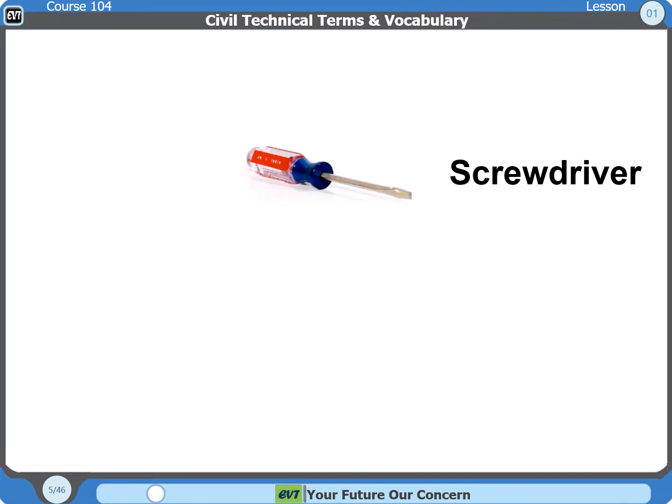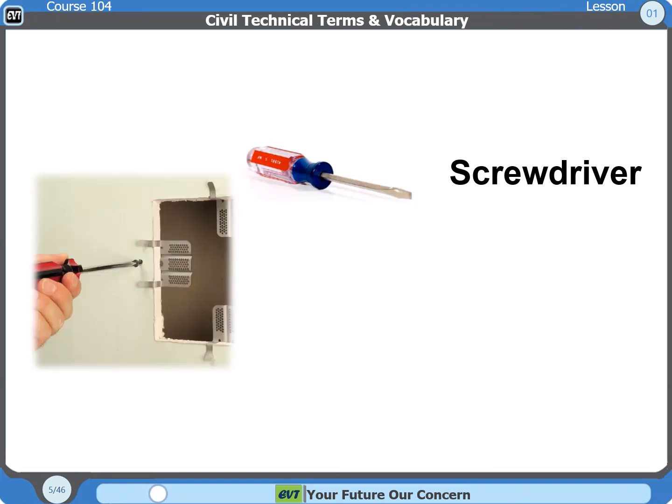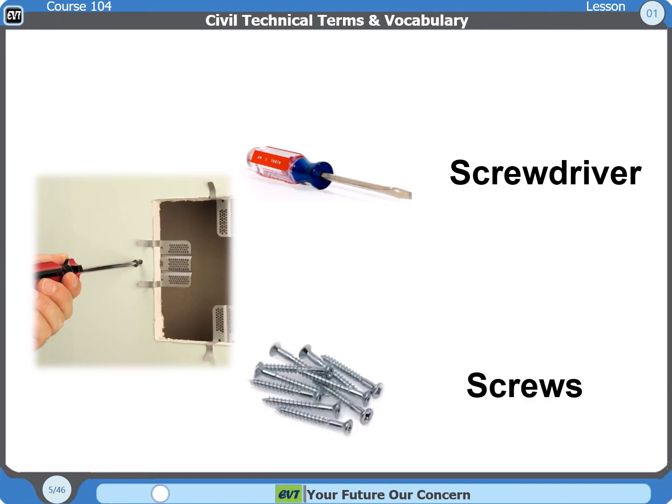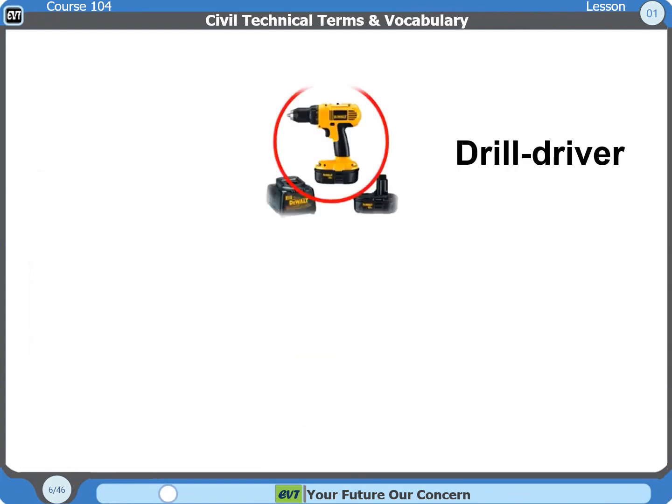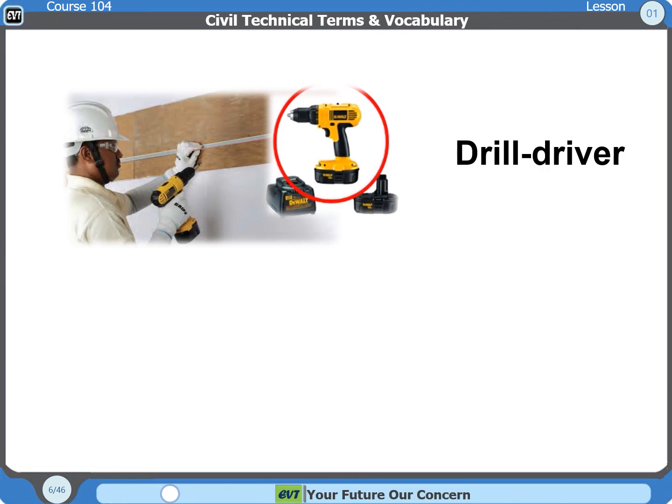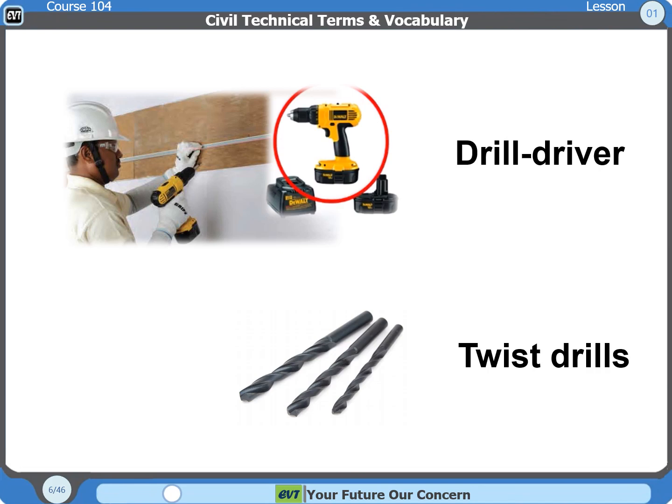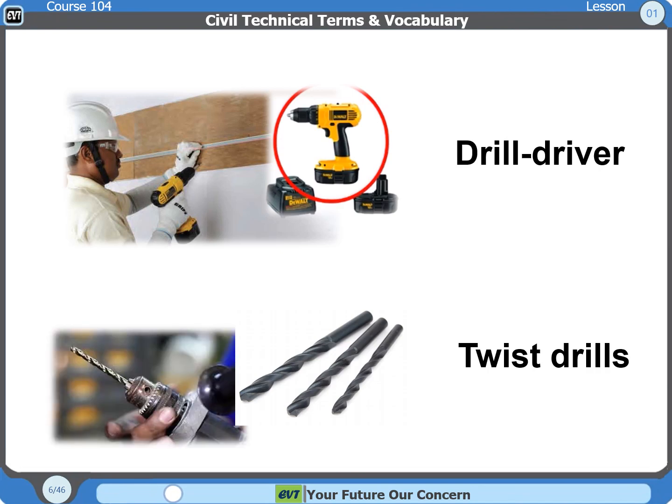We have screwdriver used for the insertion and removal of screws. We have screws used to hold things together, such as pieces of wood or metal. Drill driver is used to make pilot holes, replacing jumper. We have twist drills used for drilling through anything from wood to plastic to metal products.